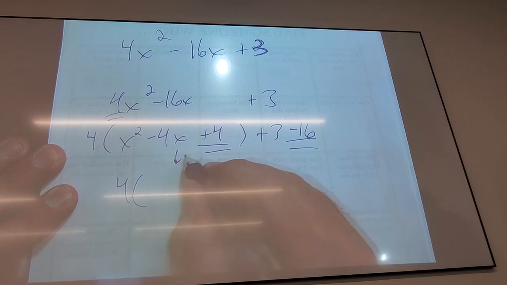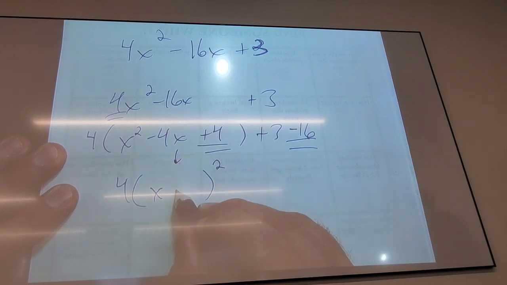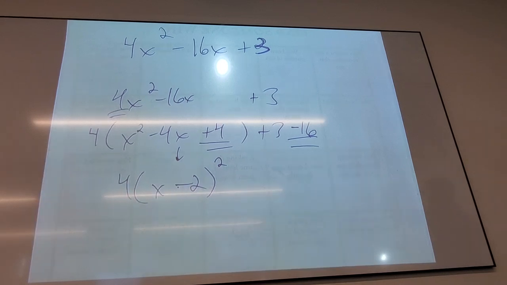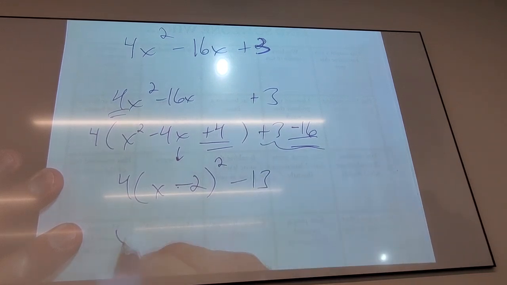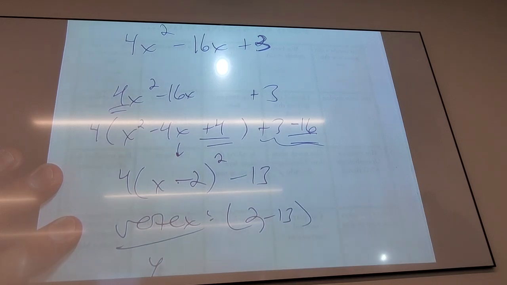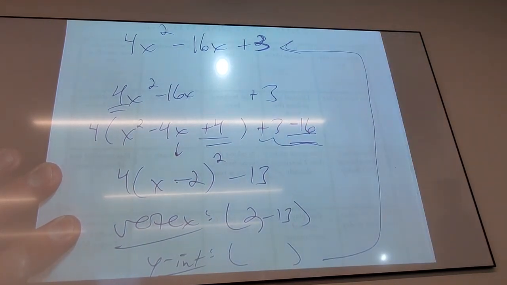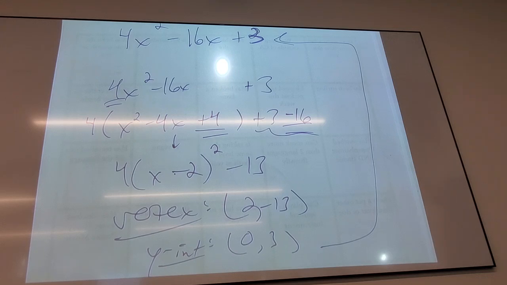And then what's this? Half of negative 4 was negative 2, right? The first step of completing the square tells me how it's going to factor. And what do I get out here? So what's the vertex? 2, negative 13. What's the y-intercept? 0, 3. Do the y-intercept, do the vertex. You can get another point by symmetry.